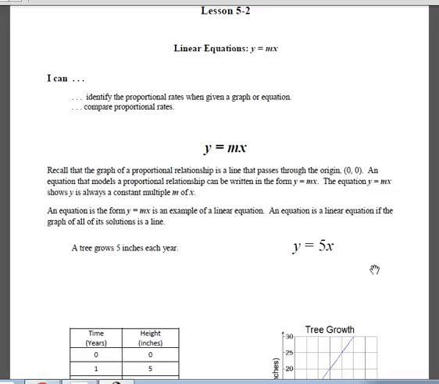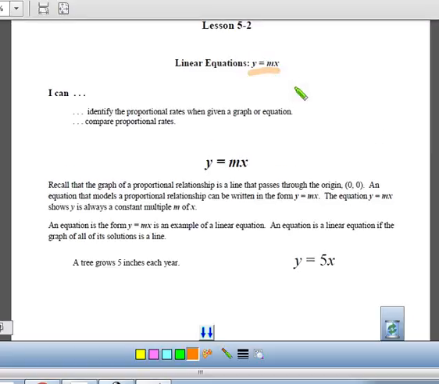This is about linear equations, and you'll see this a lot in this topic, in this lesson. Identify the proportion. Oh, by the way, this begins on page 7 in your notes. So our target: I can identify the proportional rates when given a graph or equation. So finding a rate from a graph or an equation. And I can compare proportional rates.